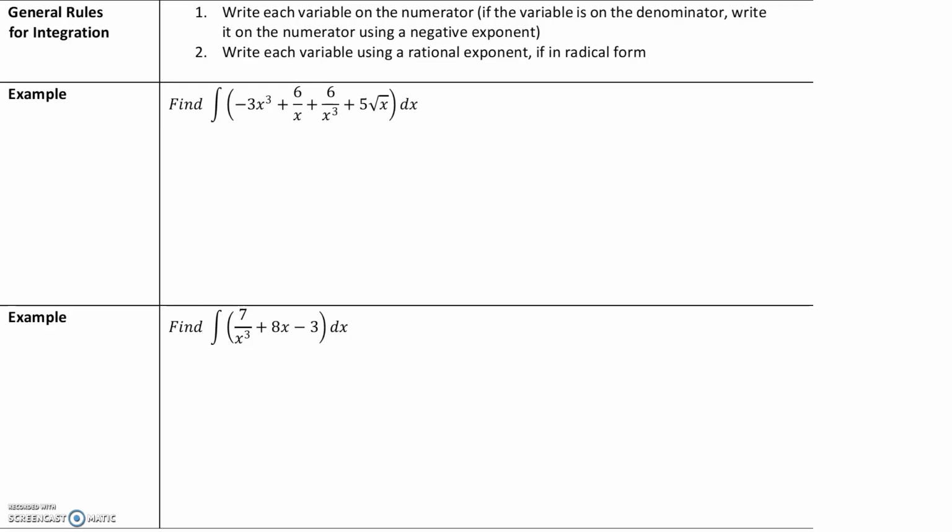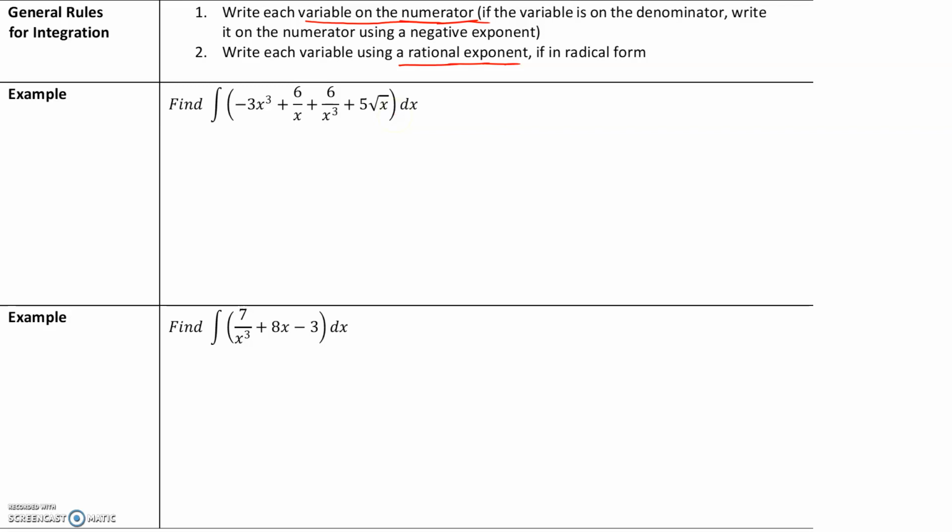Some rules for integration: write each variable on the numerator, which is similar to when we did differentiation, and write each variable using a rational exponent. Once again, same rules as when we did derivatives. All right, now let's do the next one. We want to find the antiderivative of this whole thing.